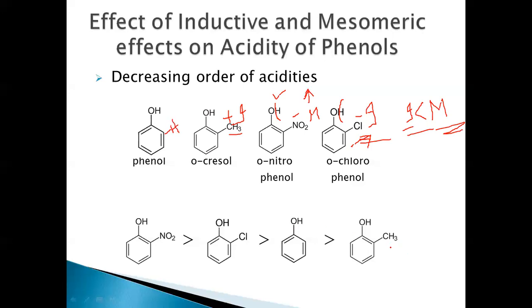And when we look at this CH3 at the ortho position here, orthocresol, there's a plus I effect here. So it will release the electron density into the ring, making the OH bond dissociation difficult because the electron density on the oxygen is increased. It cannot dissociate easily. It cannot donate the proton easily. So this is less acidic. So this is the order of the acidity of the phenols based on inductive and mesomeric effect.